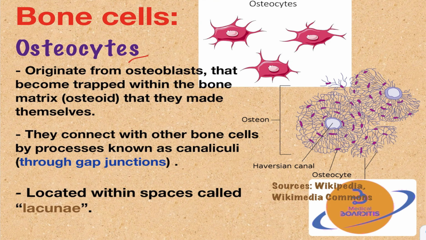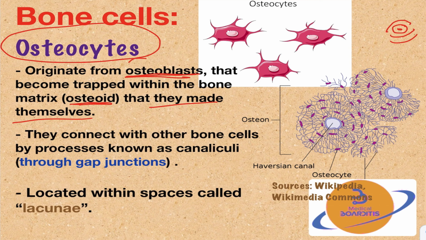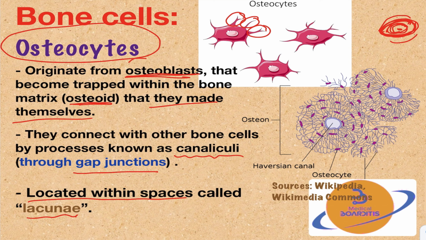The second type of bone cells are the osteocytes. They originate from osteoblasts that become trapped within the bony matrix, the osteoid, that they themselves made. So the osteoblast keeps laying down osteoid, and then they become trapped within this osteoid. They have nowhere to go. Now they are called osteocytes, and these spaces where they are trapped are called lacunae. They connect with other bone cells by processes called canaliculi, and this is through gap junctions. This is the canaliculi of the osteocytes.